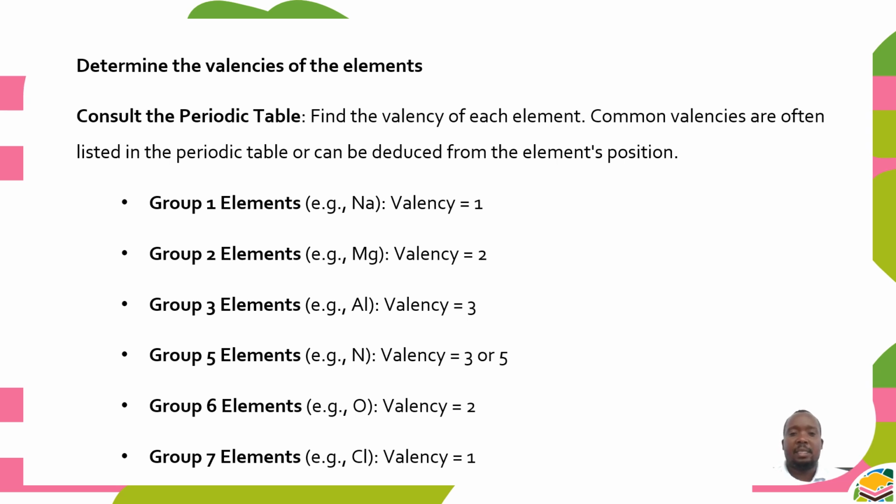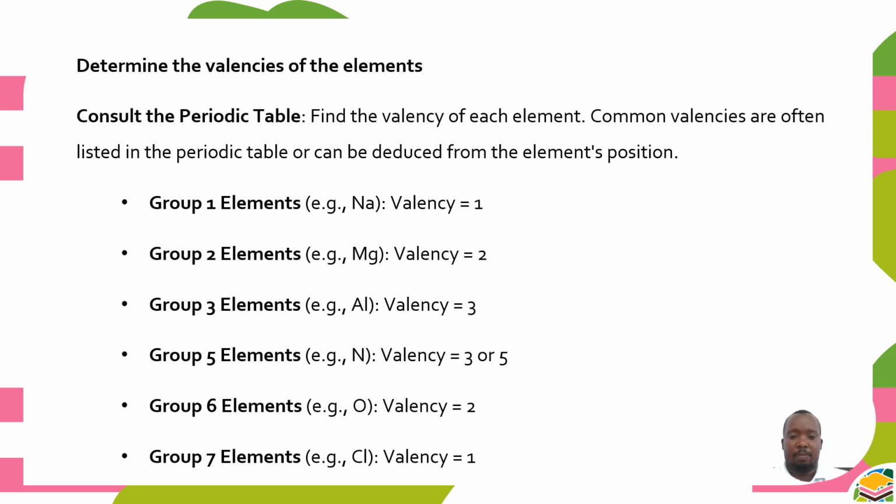So common valences are often listed in the periodic table or can be deduced from the element's position. Group 1 elements, group 2 elements, group 3 elements, group 5 elements. For group 1, for example, sodium, the valence is 1. Group 2, magnesium, the valence is 2. Meaning to say that all elements in group 1 have a valence of 1. Group 2, a valence of 2. Group 3, a valence of 3.